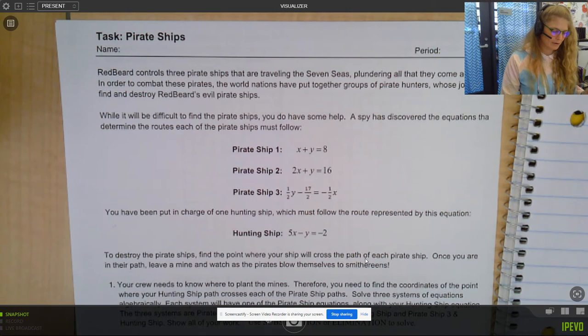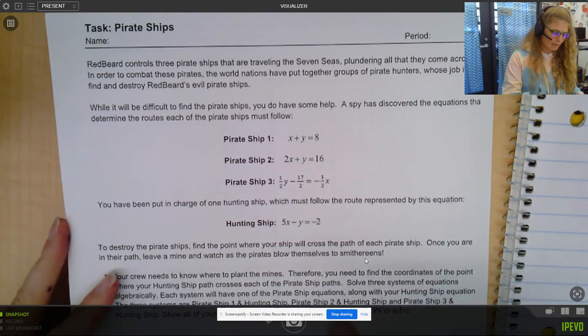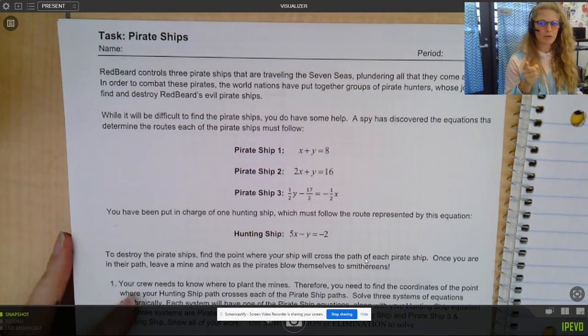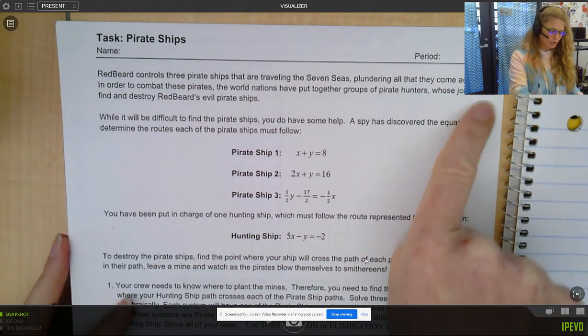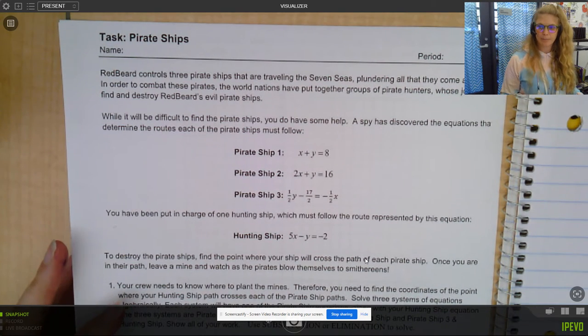So Redbeard controls three pirate ships that are traveling the seven seas, plundering all they come across. Mean, horrible pirates, right? Oh, so scary. So in order to combat these pirates, the world nations have put together a group of pirate hunters. That's where you come in to save the day, and it's your job to find and destroy Redbeard's evil pirate ships.